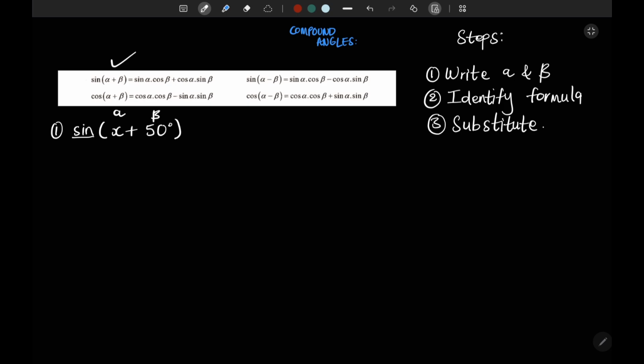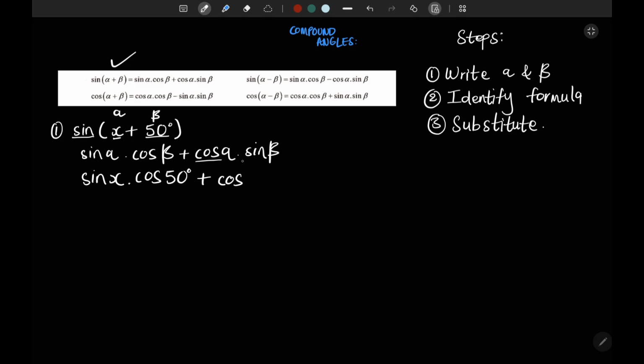Now let's move to step 3, substitute. Now I wrote the formula for you guys here so that we can highlight sine alpha. We write sine, but instead of alpha, we write what is here. What is our alpha? X. X times cos, what is our beta? 50 degrees. Plus, we have cos alpha, what is our alpha? X times sine, what is our beta? 50 degrees. And that is how you substitute compound angles.